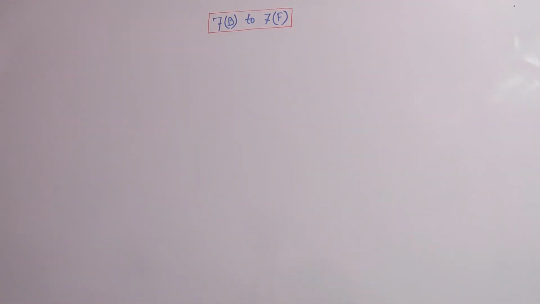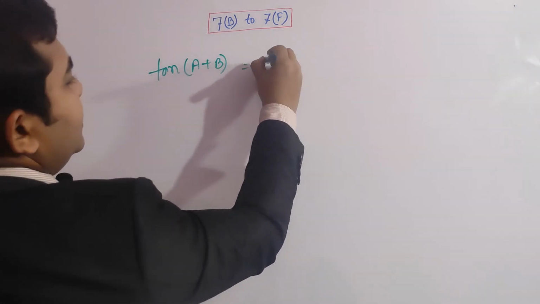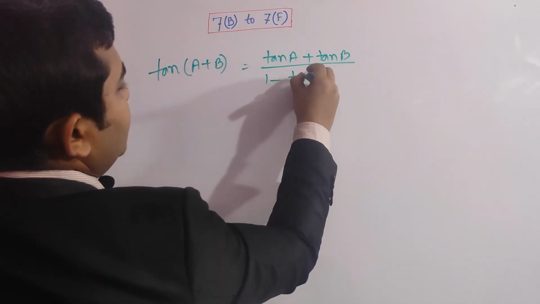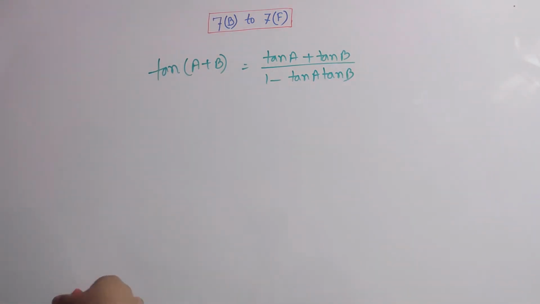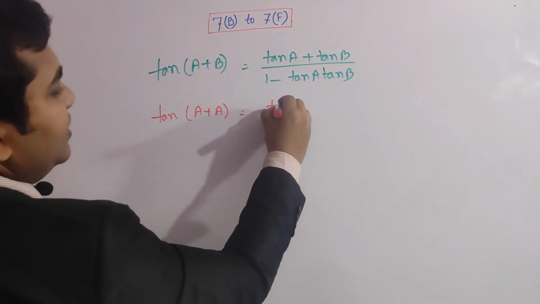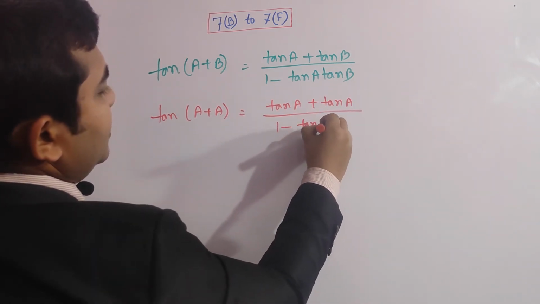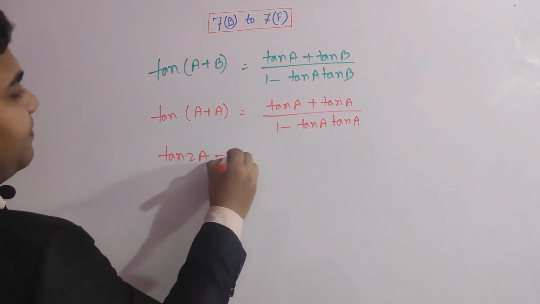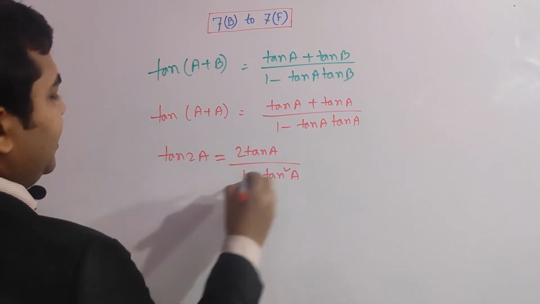So dear students, now we know the formula of tan: tan of a plus b is tan a plus tan b divided by 1 minus tan a tan b. So what will be tan of a plus a? Tan a plus tan a divided by 1 minus tan a tan a. So tan 2a should be 2 tan a divided by 1 minus tan square a.